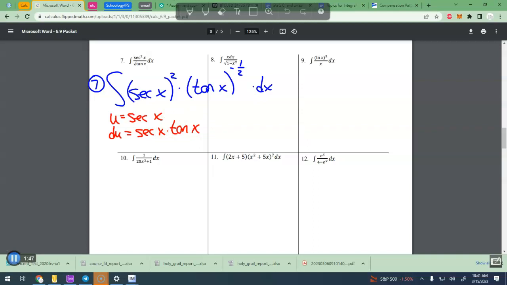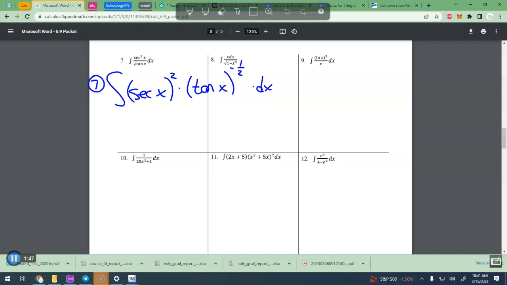So I'm going to replace this with a u and that with a square. Can I turn this into my du by multiplying by only a constant? Can I multiply tan of x to the negative 1/2 by a number and turn it into sec tan? No. So what does that tell me about my choice for u? It was a bad choice. I should have chosen someone else. So let's try the other way.